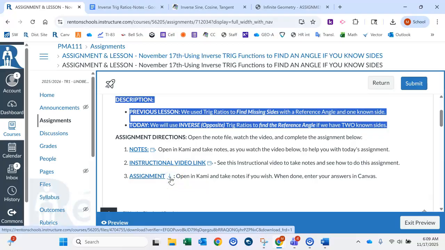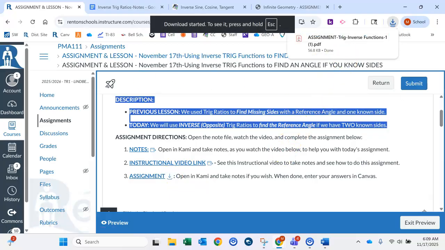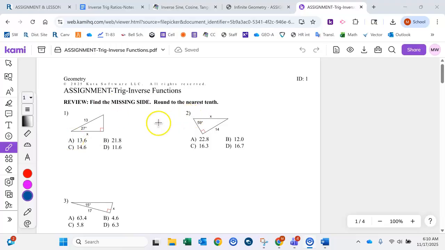I'm going to open it in Kami so I can mark it up. Okay, so here's the assignment. Now the first 3 questions are review questions, okay? So you should be able to do that.